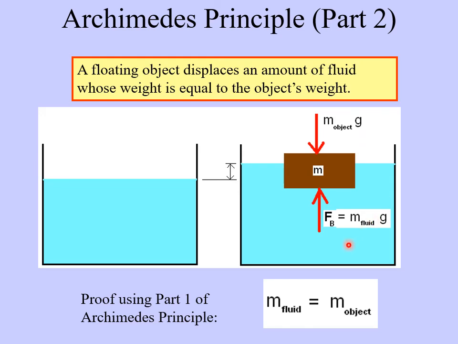And remember again that the buoyant force is equal to the weight of the fluid displaced by the object. So this again tells us that a floating object will displace an amount of fluid whose weight is equal to the object's weight. The mass of the fluid that's been displaced is equal to the mass of the object that's floating in the fluid.